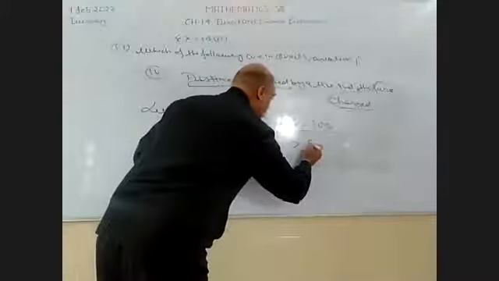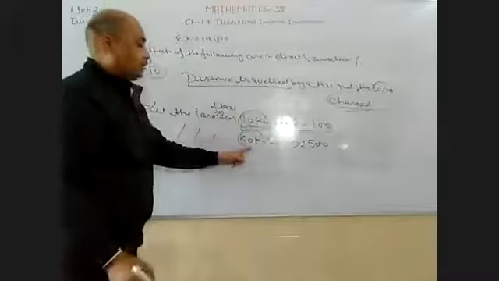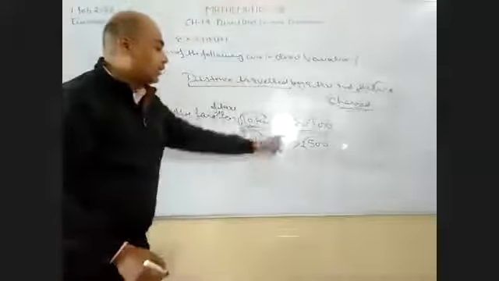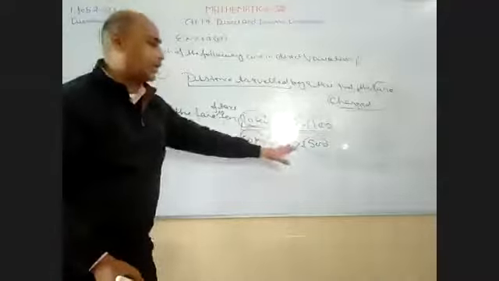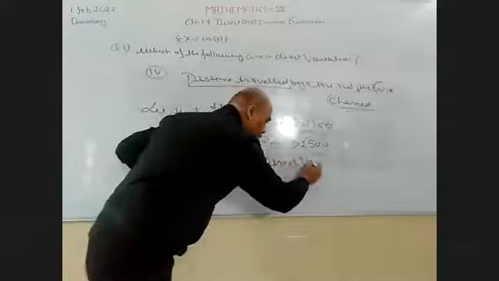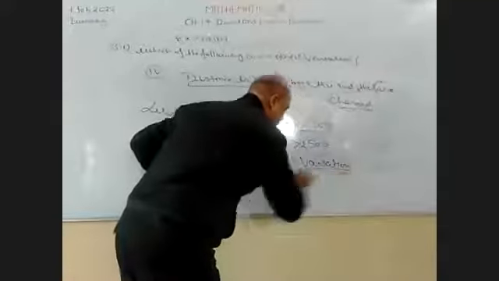So what is the amount? It's going to be ₹500. When I increase the distance of the taxi, then the amount is also going to be increased. So this is the example of direct proportion. This is an example of direct variation, the direct proportional.